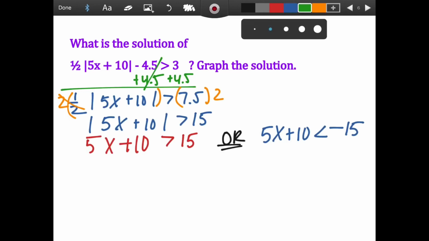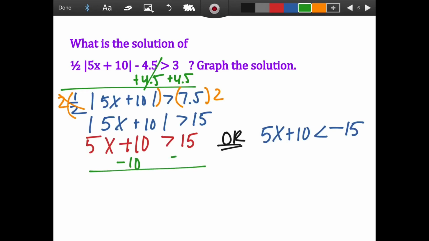Now we can solve. 5x plus 10 is greater than 15. Subtract 10 from both sides. And we have 5x is greater than 5. Divide both sides by 5, and we have x is greater than 1.